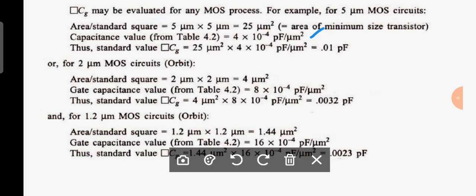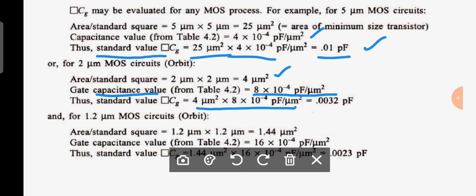Is it clear? Now after that you have to find out the standard value of gate capacitance in this manner: area per standard square into the capacitance value, then you can get this value. Similarly, for different technologies, let us consider 2 micrometer technology and 1.2 micrometer technology. Since it is 2 micrometer into 2 micrometer, the capacitance value from the table is 8 into 10 to the power of minus 4 picofarad per micrometer square. After multiplying these two, you may get the value of 0.0032 picofarad.